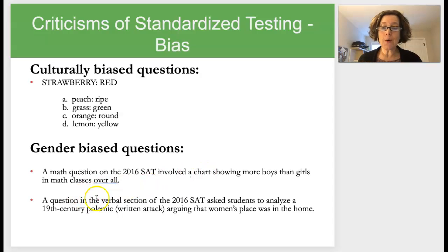Okay, a question in the verbal section on the 2016 SAT, again, asked students to analyze a 19th century polemic, which is a written argument, arguing that women's place was in the home. 2016. This is a question on the SAT. Arguing that a woman's place was in the home. That's fine if the woman chooses to be in the home, but to have to argue on an SAT that the woman's place is in the home just cannot happen.